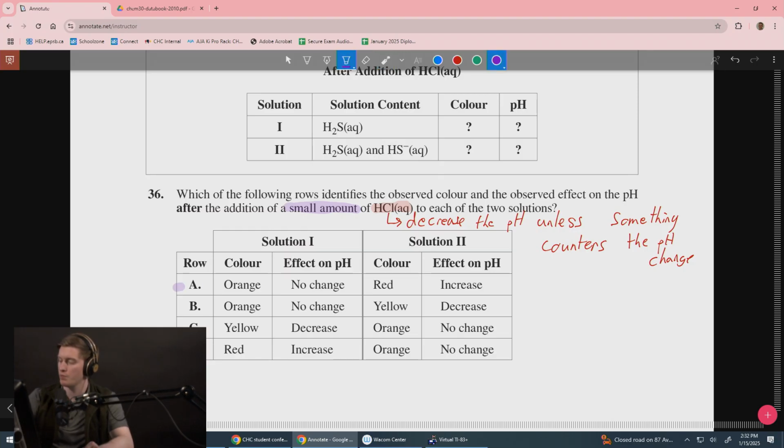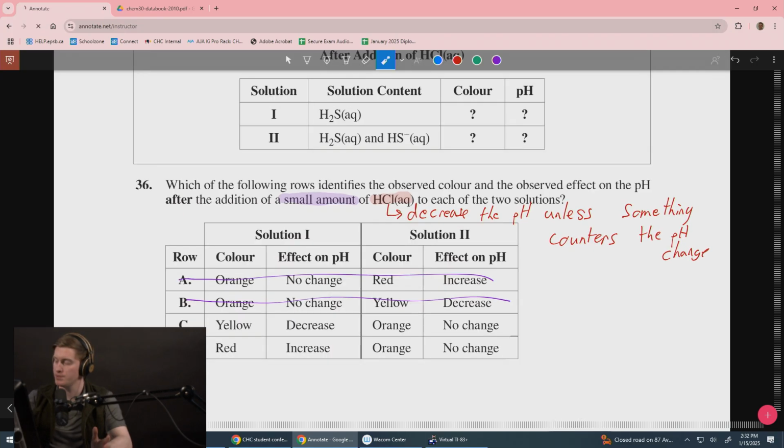So we're going to actually get rid of rows A. That's the highlight. I'm going to strike them out. We're going to get rid of row A and B because they show that the buffer solution has a change in the pH. We're adding an acid to this, which will decrease the pH.